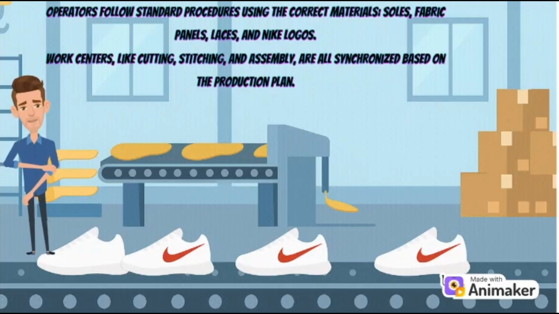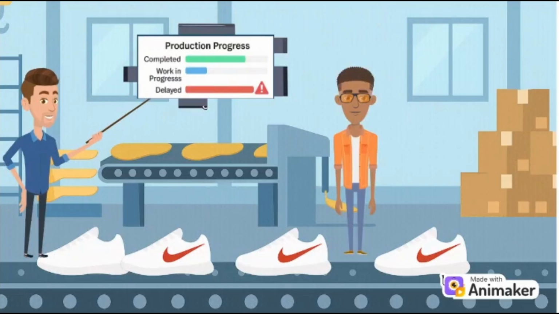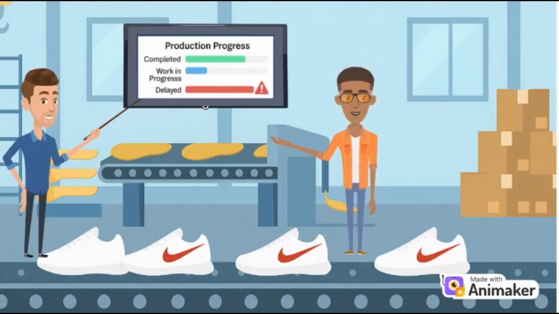Work centers like cutting, stitching, and assembly are all synchronized based on the production plan. As each stage is completed, progress is tracked in the ERP system in real time. This provides visibility into how many units are completed, work in progress, or delayed. Any quality issues or machine downtimes are flagged immediately.